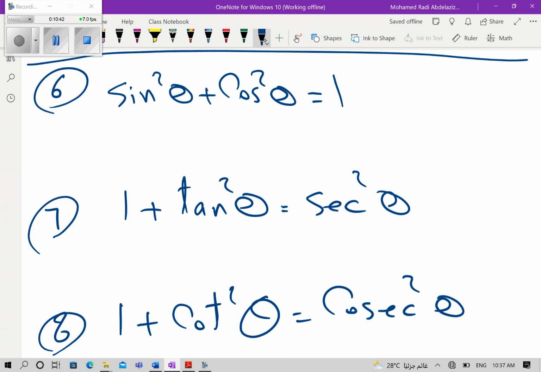Yes. Sir, 1 plus tan to the power of 2 theta is equal to sec to the power of... Right? Not to the power of 7. How do you use that? Divide by sine square, cosine square.